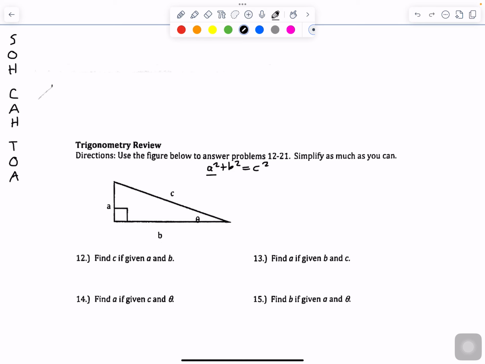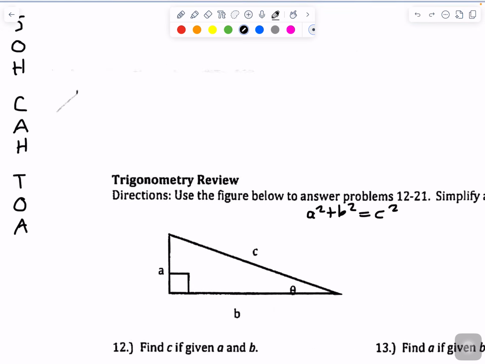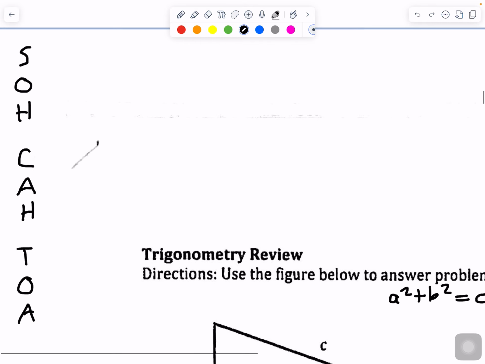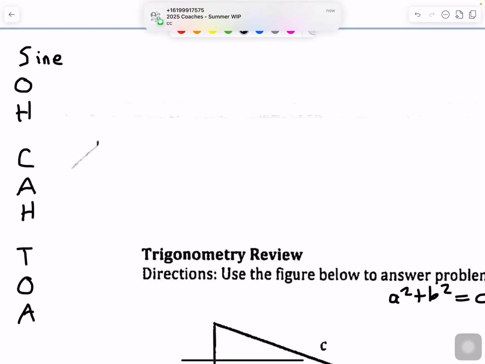Now, the other thing we're going to need when we do this is our trigonometric identities. And there are 3 of them. Now, if you're taking Math Course 2 right now, you haven't seen this yet. If you have, let's review it. Sine, S stands for sine, and you find that by taking the opposite side of the triangle divided by the hypotenuse.